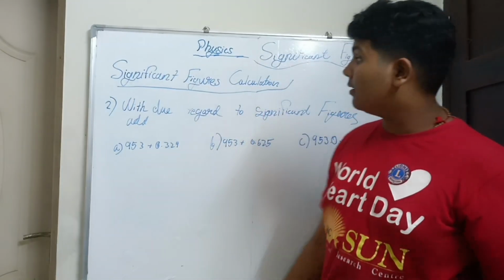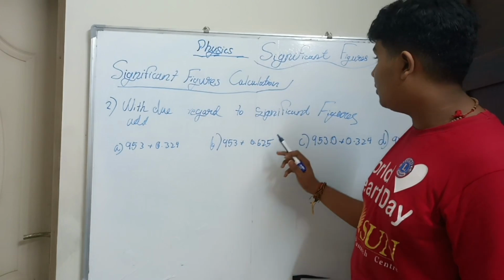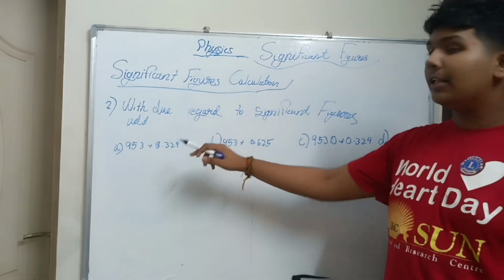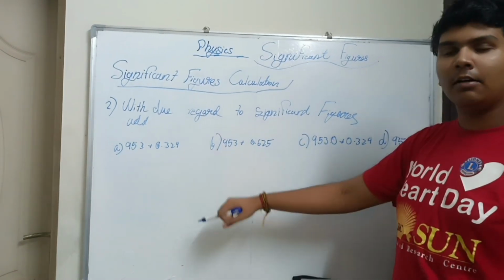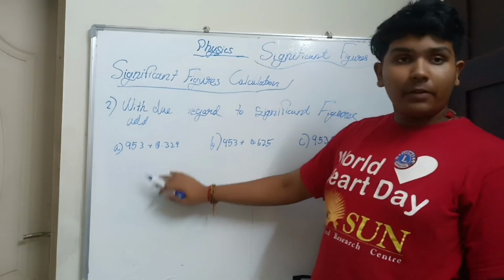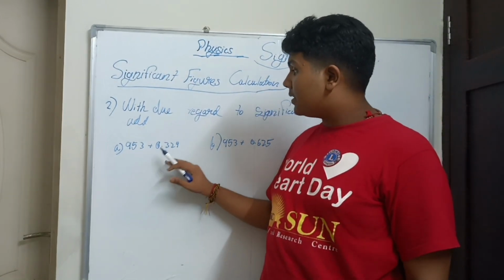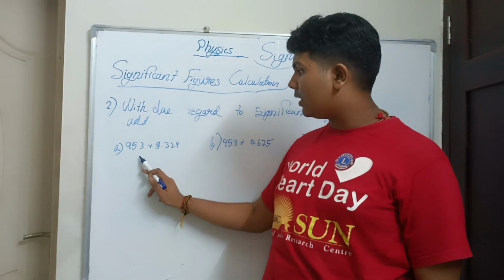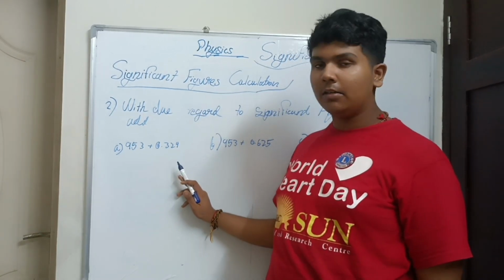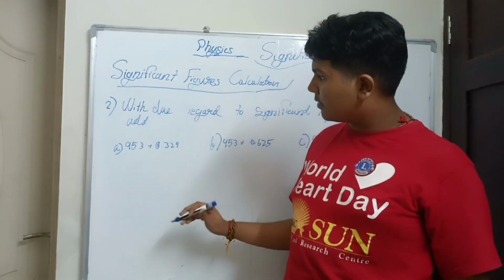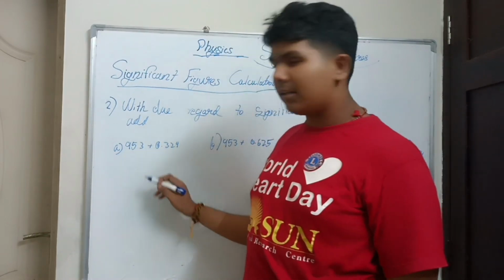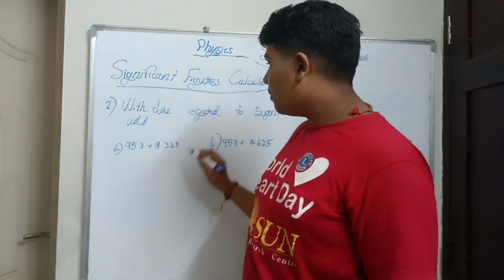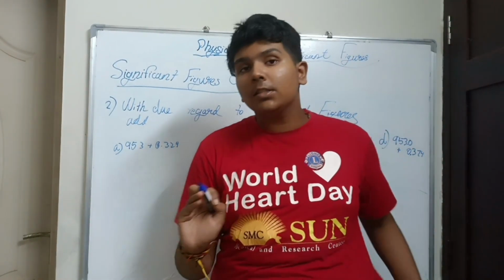Our second question, with due regard to significant figures, add the following significant digits. First one we have 953 plus 0.324. So how many significant figures? 3 here. Here 3. So how do you solve this? This will be easy for you. You will get 953.324. But what is the most important here?